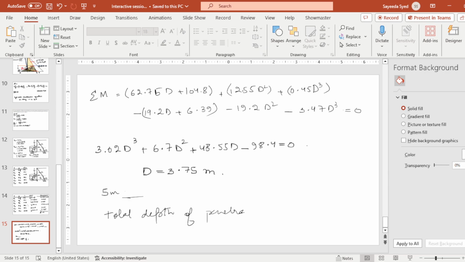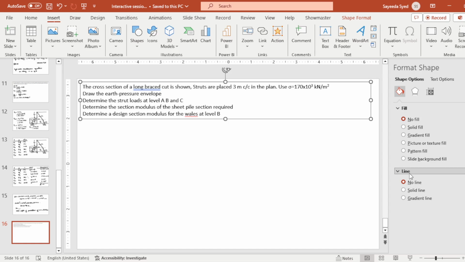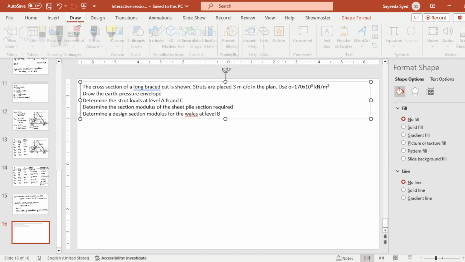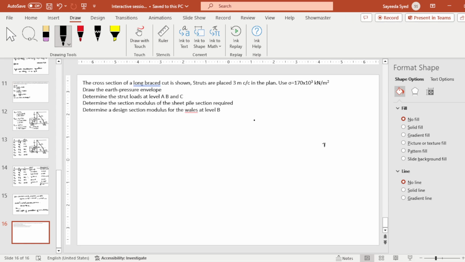Let us now talk about bracings and do a question on bracings, and that will be it for our session for week 11. So let us try to solve a question for the braced cuts, and because of time constraint I will not be discussing the theory, because I know it has already been discussed in the classes. So let us try to do a question.